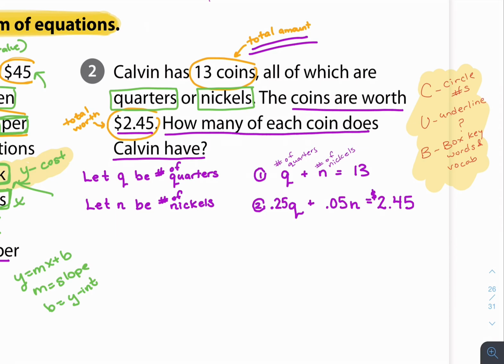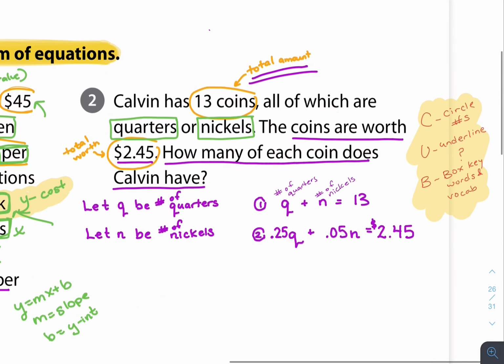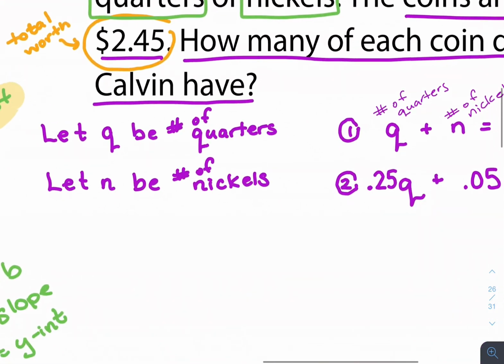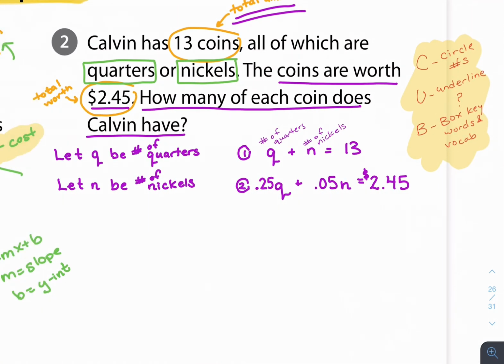And now that I have my two equations, I get to pick whether I'm going to solve by substitution or elimination. Right? So looking at these, neither one of them are solved for a variable. I do not have opposite coefficients, but you get to choose to either create opposite coefficients, and if you decide to do that, that's the elimination method. And if you don't want to use the elimination method, you can simply solve one of the equations for either Q or N. Alright, so there you go. I've set up the equations for you for number 2.